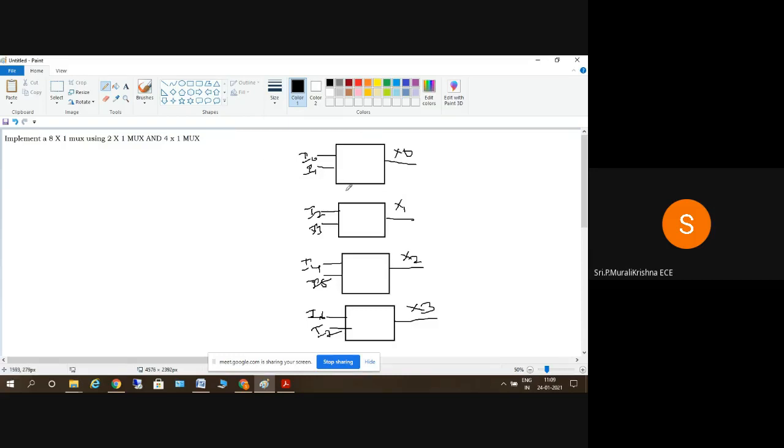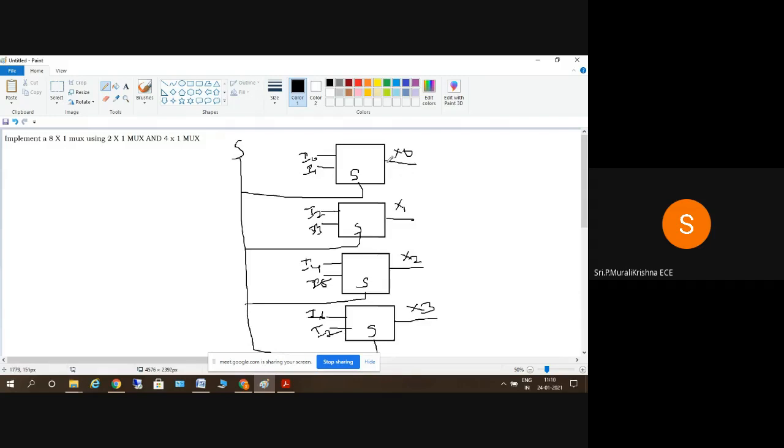Only a single selection line, because it is a 2:1 multiplexer, we'll be having only a single selection line here. So a single selection line is given to all the 4 multiplexers. That is S. This is also S. This is also S. This is also equal to S here. Okay, so fine. But here what we have to do is, the output should be from any one of the multiplexers here.